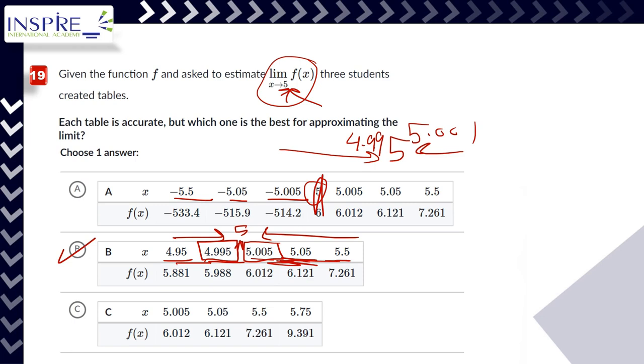What about the last one? We head into 5 from only one direction, from the right. Okay, we don't have any values smaller than 5.